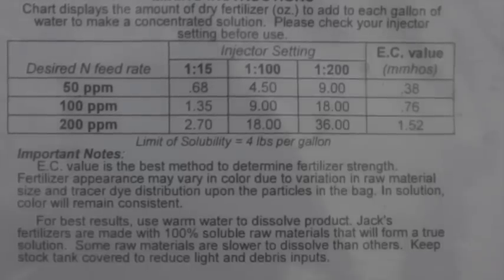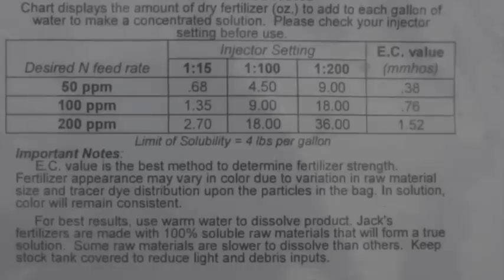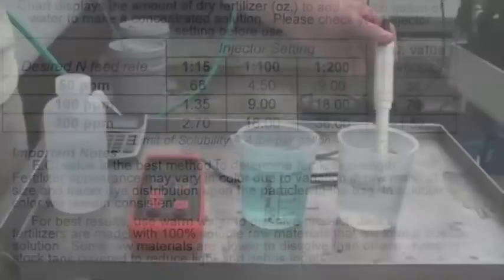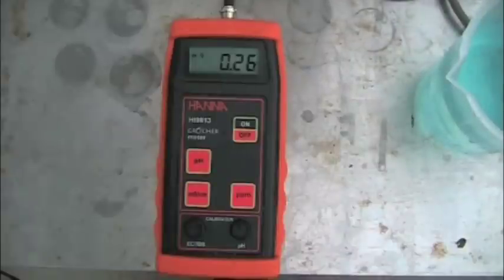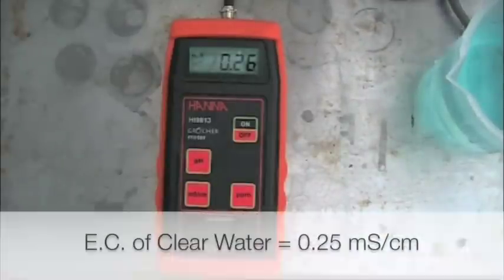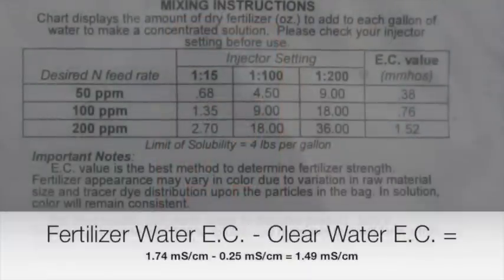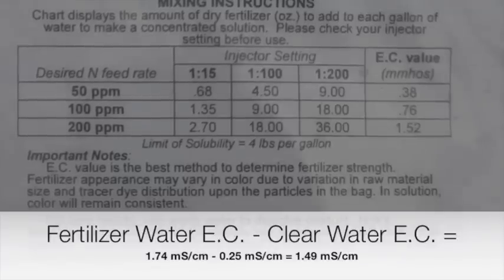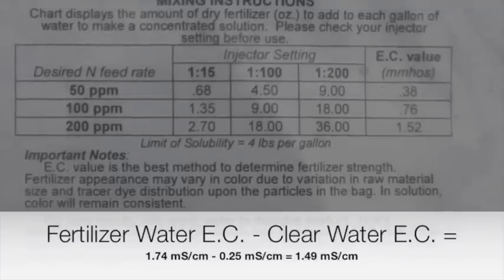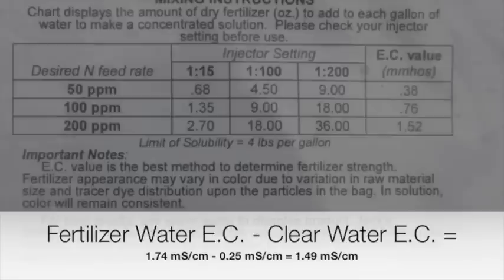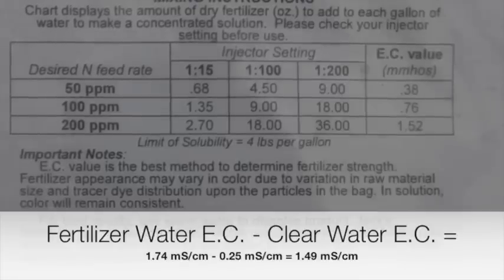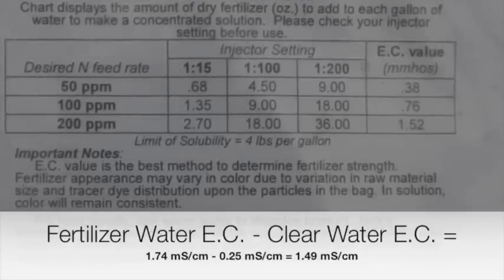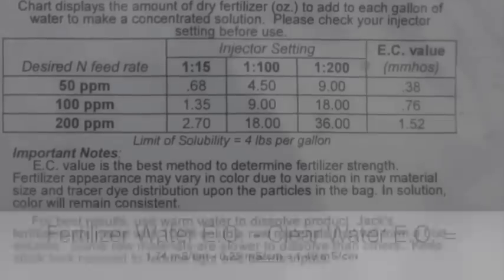But we found the EC to be 1.74. We didn't account for the EC of the tap water. The EC of the tap water is found to be 0.25 millisiemens per centimeter. Therefore, we subtract 0.25 from 1.74 to give us 1.49 millisiemens. This is pretty close to the 1.52 millisiemens that we're looking for. In most cases, being within 2 to 3 hundredths of a millisiemen is sufficient.